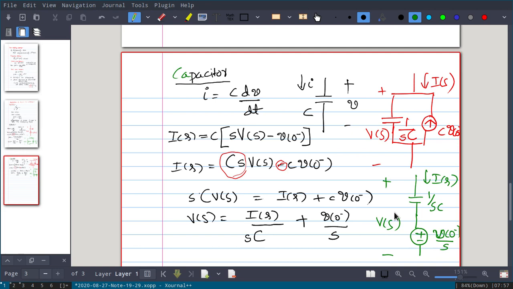This is how we represent the capacitor, inductor and resistor in the S domain. Next, we will take the circuit and directly write its frequency domain equivalent circuit. From there, using algebraic techniques, we will solve for either I of S or V of S. Then we take the inverse Laplace transform to get I of t or V of t.